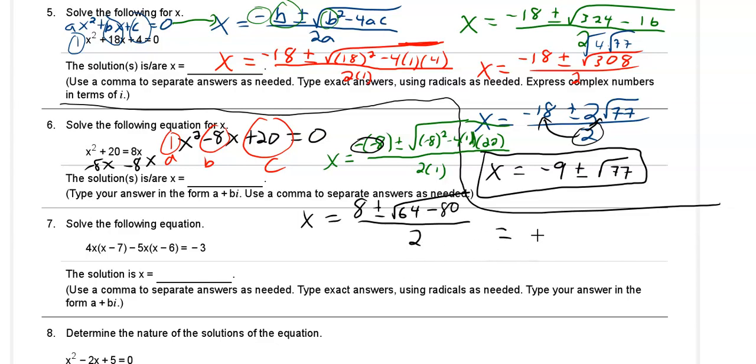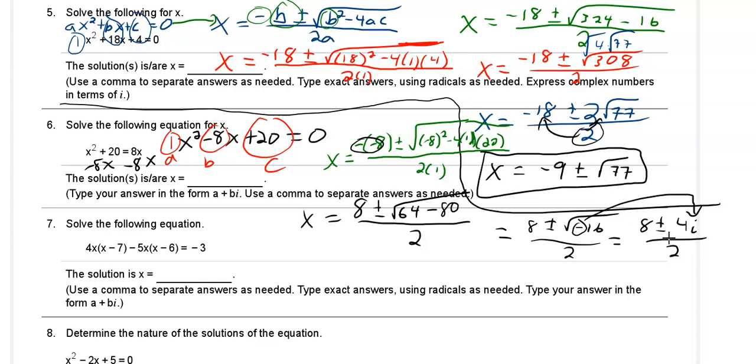We'll just continue over here. So we'll get 8 plus or minus the square root of negative 16 over 2. The square root of negative 16 will be 4i, right? The negative sign is what makes it imaginary. And then square root of 16 is how I get the 4. And then I reduce my fraction by taking the 2.